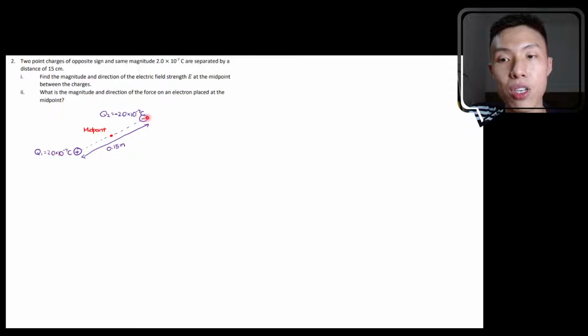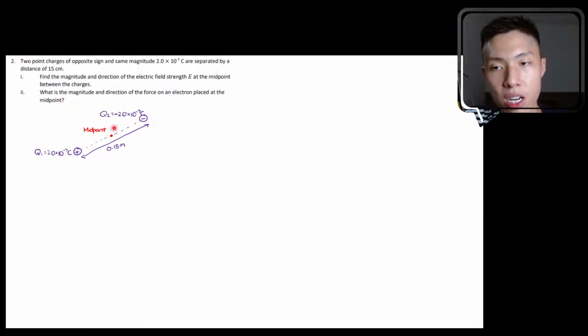At the same time, Q2 is also a point charge. So Q2 will produce an electric field around the position of Q2. Since the midpoint is just beside it, the midpoint over here should also have an electric field produced by Q2. So at this midpoint, there will be an electric field produced by Q1 and an electric field produced by Q2, and they both overlap at the midpoint. They both overlap everywhere in space. Anywhere in space, there will be an electric field produced by Q1 and Q2, and you have to add them up using vector sum.